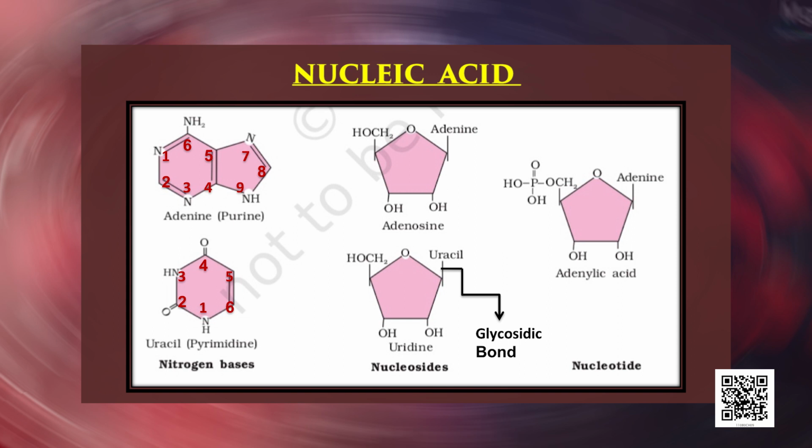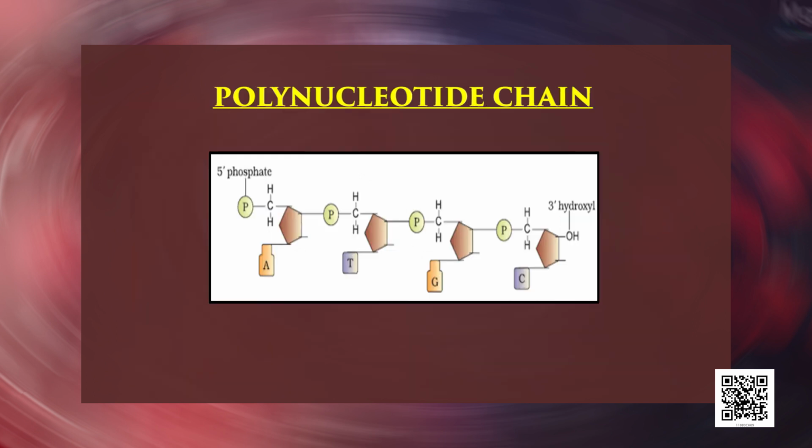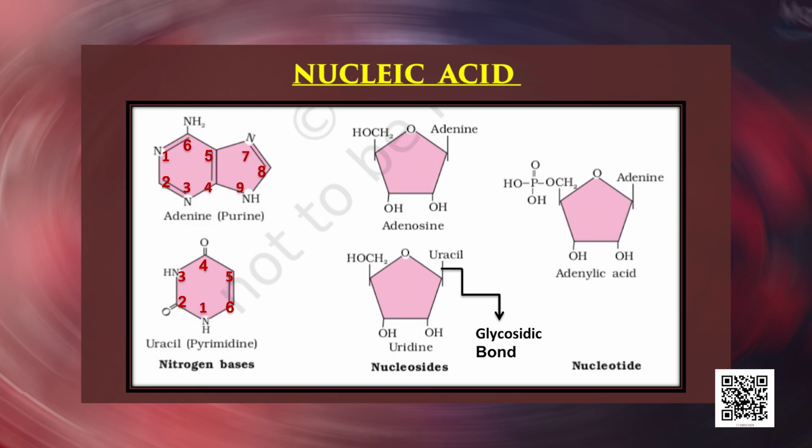Nucleic acid molecule is made up of a large number of nucleotide molecules joined into a linear and unbranched chain. Nucleic acids are thus polynucleotides. Nucleotides are formed by joining of nitrogenous base, sugar and phosphoric acid. Nitrogenous base can be either purine or pyrimidine. Purines are large, 9-membered double rings as you can see on the screen. It has nitrogen at first, third, 7th and 9th position. It is of two types, adenine and guanine.